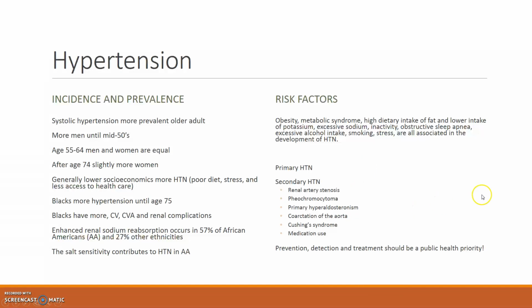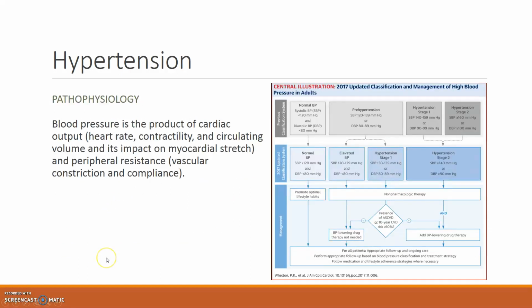So if you believe that and you're looking at this evidence and you know that a third of the adult patients that walk into your office could possibly have high blood pressure. So what's the pathogenesis behind it?